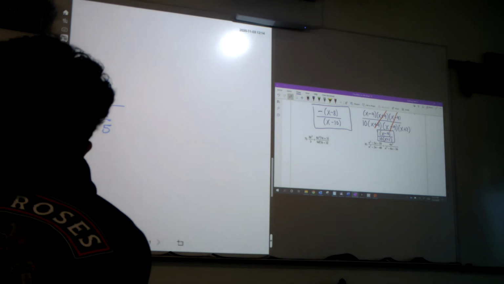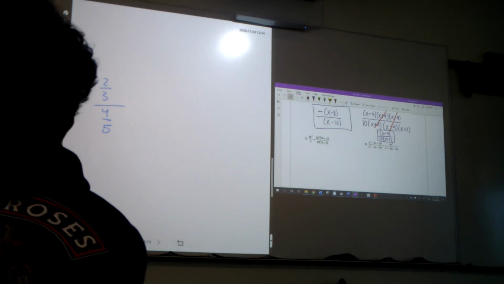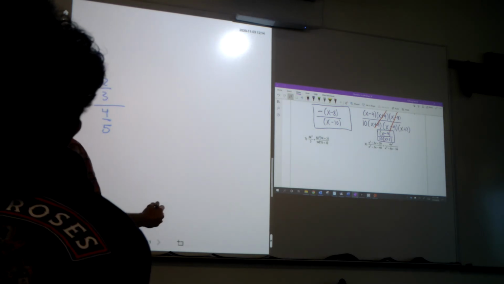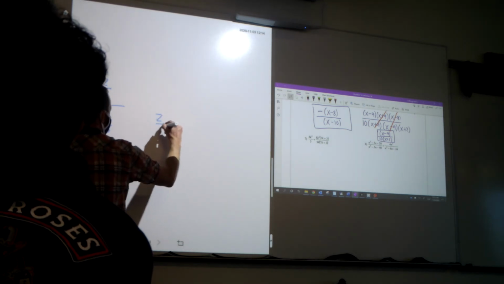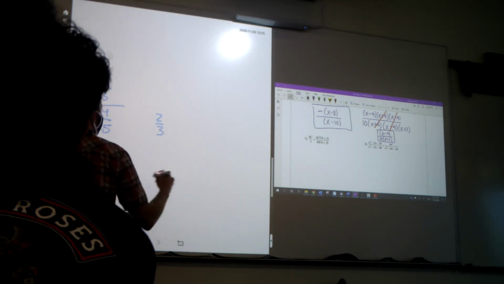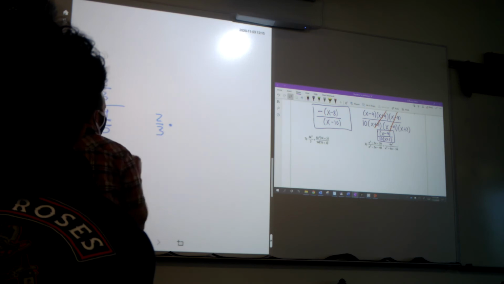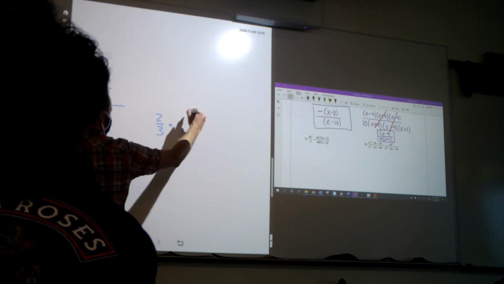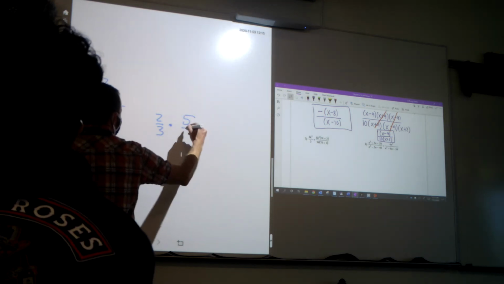There's a way we can rewrite this. Go ahead, Jade. So you keep 2 over 3, and you switch the division to multiplication. And then instead of 4 over 5, it's 5 over 4. So you switch it. Nice.